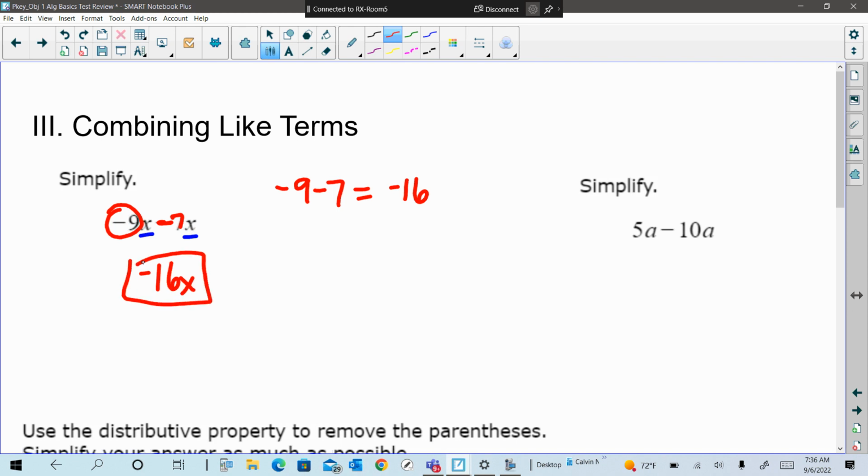Okay. If I have 5 minus 10, because these a's are the same, that comes out to be negative 5. So this is a negative 5a.